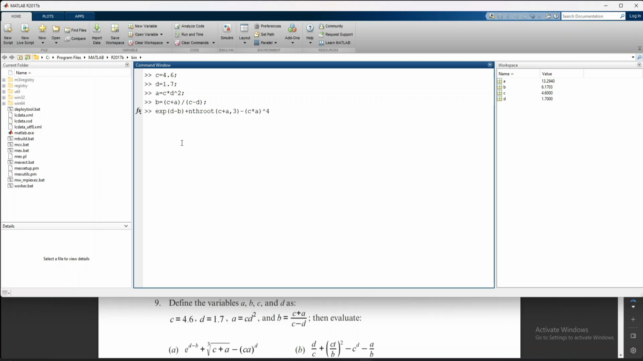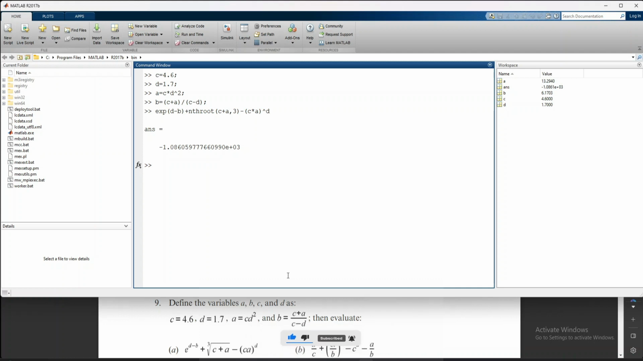The expression is done. Let's check: exponent d minus b plus nth root for the cube root of c plus a, 3 for the cube, minus c into a power 4, a power d, not the 4, power d. So the expression is right. Now enter, and it shows me the answer minus 1.086 exponent 3.